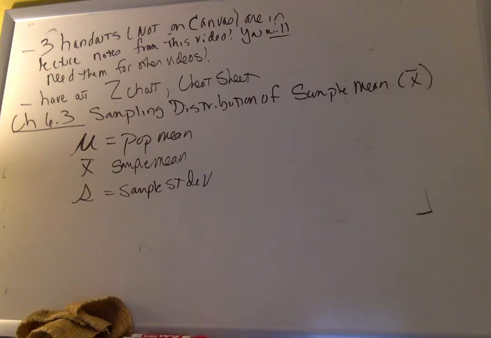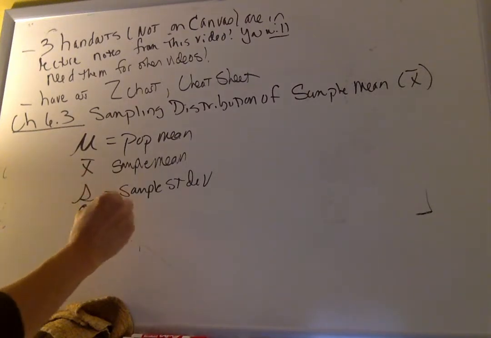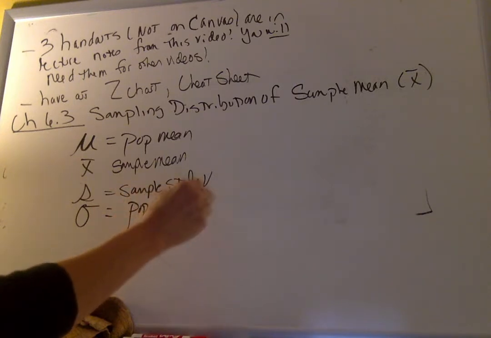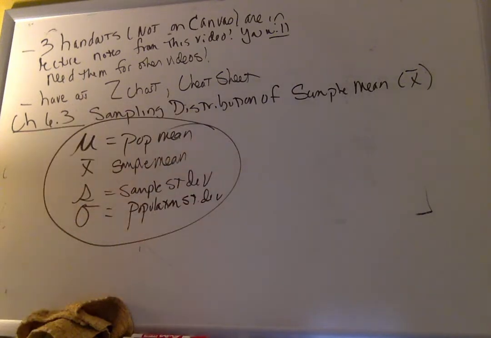We're still going to be using our z-score formula, x minus mu over sigma. We're going to tweak it a little bit, but, oh yes, and then of course sigma is population standard deviation. Okay, so if you're still struggling with that notation, you have to know it like you know your first name.